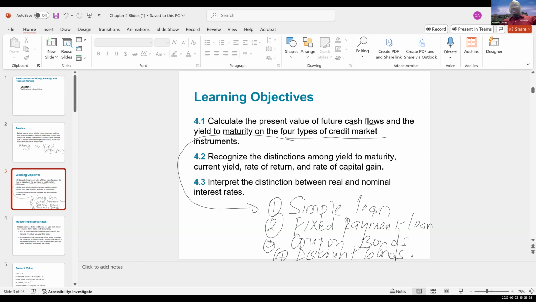And that's the same platform I want you guys to have. You have to be knowledgeable about this concept of time value of money. It's going to help you save money when it comes to picking loans or even investments. When you understand what a coupon bond is and you start investing your own money in bonds, you know what you're getting into. And then we're going to recognize the distinction among yield to maturity, current yield, rate of return, and rate of capital gain. We talked a lot about that. And then we shall interpret the distinction between real and nominal interest rates.